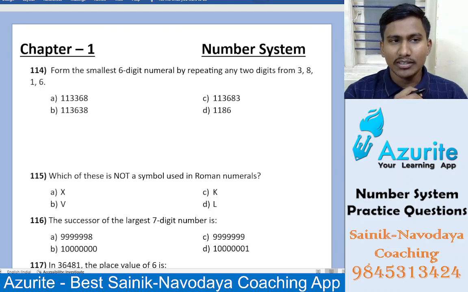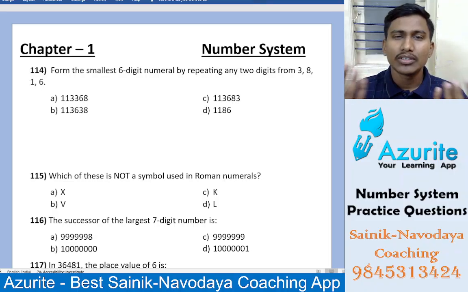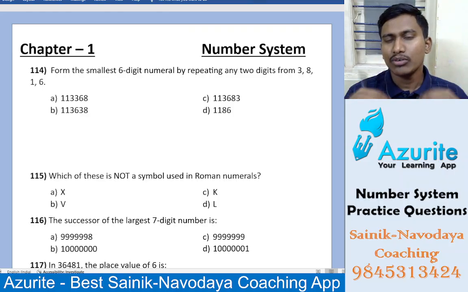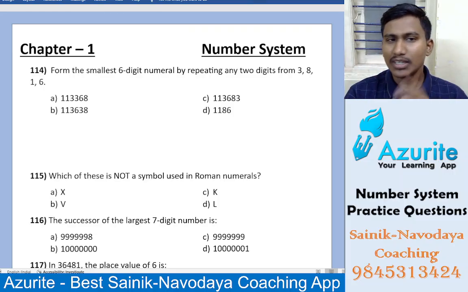Hello students, now let us see the number system Sainik previous year questions which have come in the question papers. We will solve those questions and see how to do them. These questions are very important. You have to practice them and be perfect with them. Let us see the first chapter, that is number system.